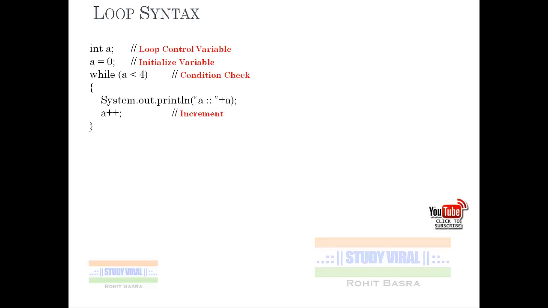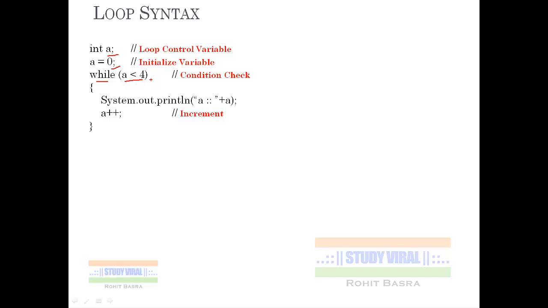Now the syntax. This is the first syntax, of the while loop, in which the first part is int a. Here int a is the loop control variable. After that we initialize the loop control variable with a equal to 0 or some other value like 1, 2, and this is the while. While should be in small letters. After that comes the boolean condition, for example a is less than 4.